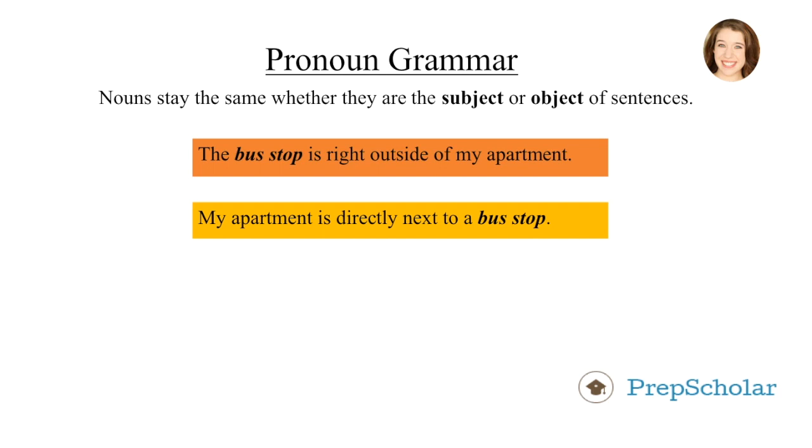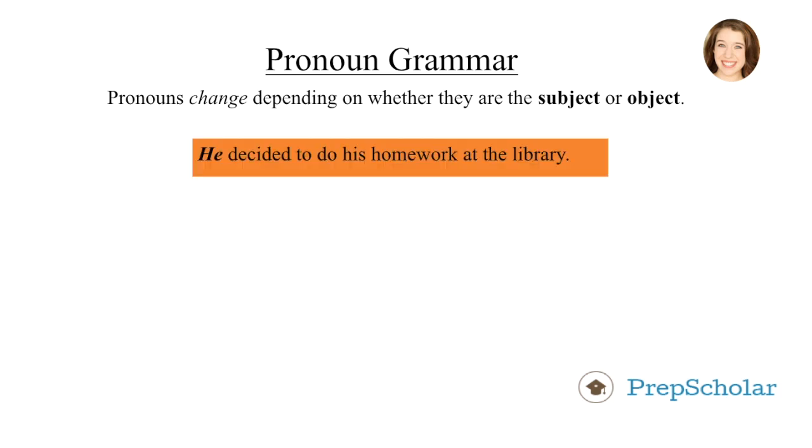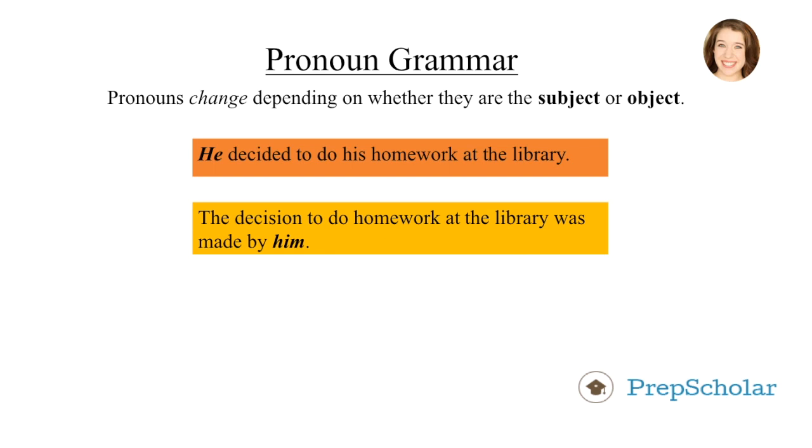But that's not the same for pronouns. Nouns might stay the same, but pronouns change depending upon whether they are the subject or the object of a sentence. Take a look. He decided to do his homework at the library. In this sentence, the pronoun he is the subject of the sentence. He is the one making the decision. But in this sentence, the decision to do homework at the library was made by him. We now have a different form of the pronoun. Him is the object, right? The decision was made by him. That's at the end of our sentence now. It's in the object place. And it changes. Obviously, he and him are different pronouns. So our pronouns are going to change depending upon whether or not they are subjects or objects.